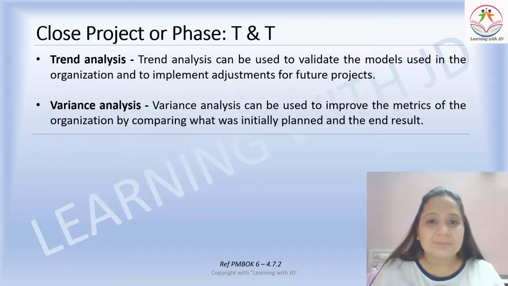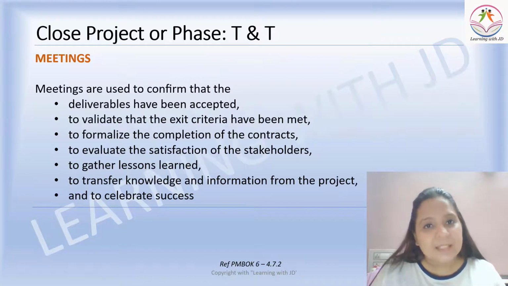Trend analysis. Trend analysis can be used to validate the models used in the organization and to implement adjustments for future projects. You may even do variance analysis. Variance analysis can be used to improve the metrics of the organization by comparing what was initially planned and the end result. Got that?